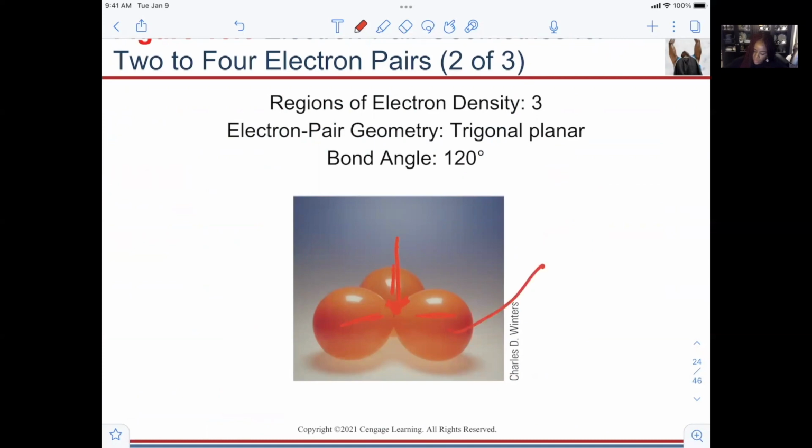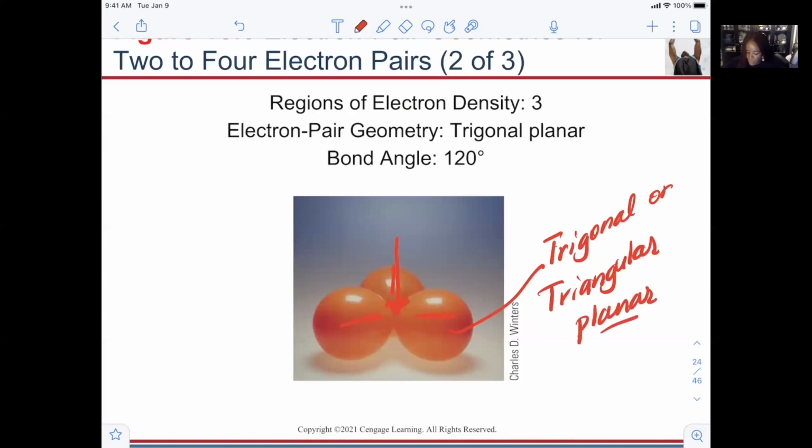And this tends to form what is called trigonal or triangular. Either word is appropriate. You can use one or the other. I tend to use trigonal more because I see more books use trigonal. But if you prefer triangular because you can relate to that triangle 3 sides, that works too. Trigonal or triangular and planar. This part here, planar, is very important.